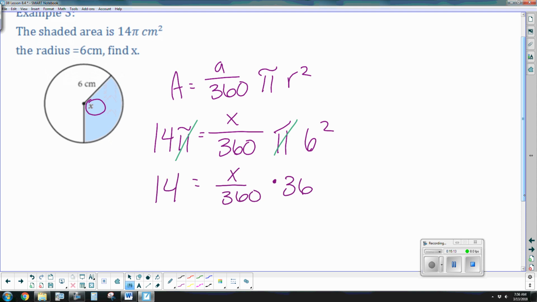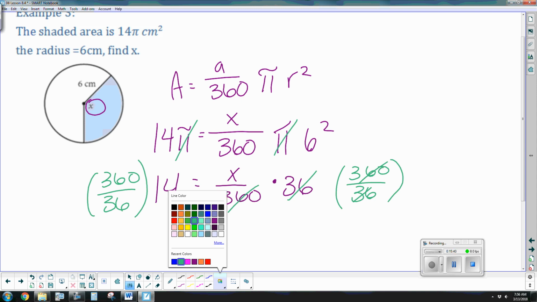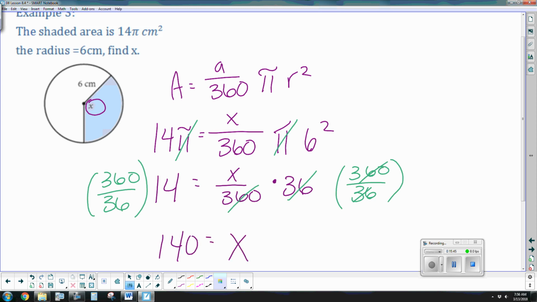So now in order to get rid of that 36 and the 360, we're going to multiply by the reciprocal. So we're going to multiply both sides by 360 over 36. And that'll eliminate the 36. And it'll eliminate the 360. And 360 over 36 is 10. So 14 times 10 is 140. So we come up with a value of 140 degrees is equal to x.